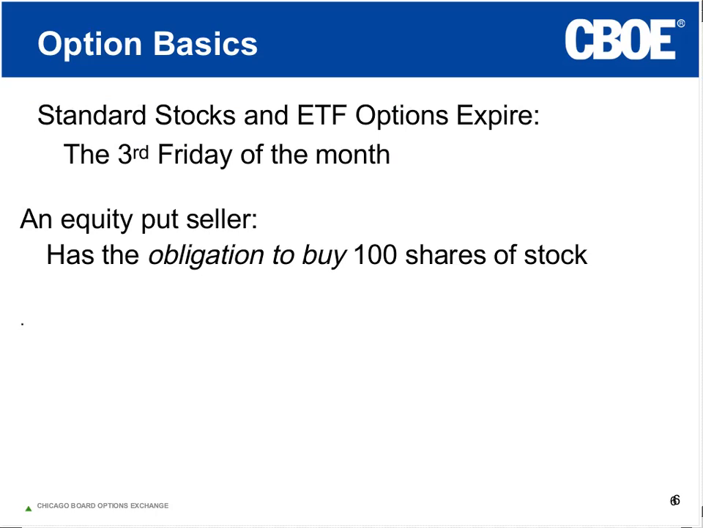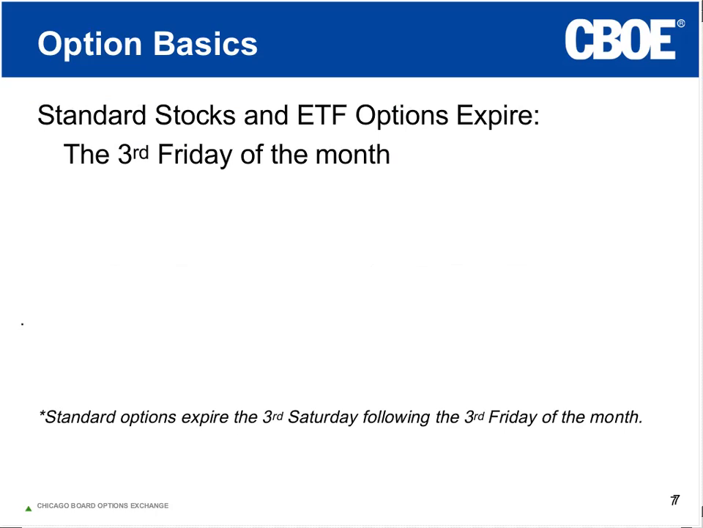Now, we're going to talk about option contracts going to expiration on standard stock and ETF options. When I talk about equity options today, I'm going to be referring to both stock options and exchange-traded fund options. Both have a standard expiration of the third Friday of the month. In fact, this Friday is the third Friday of January, so standard option contracts expire this Friday.